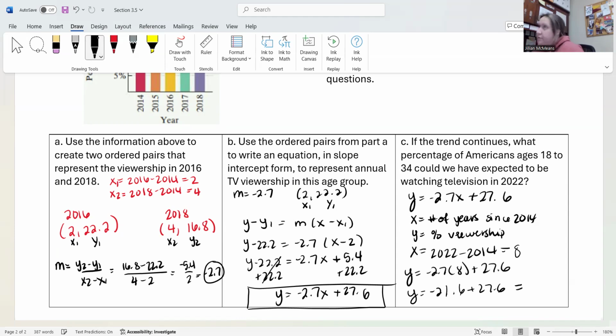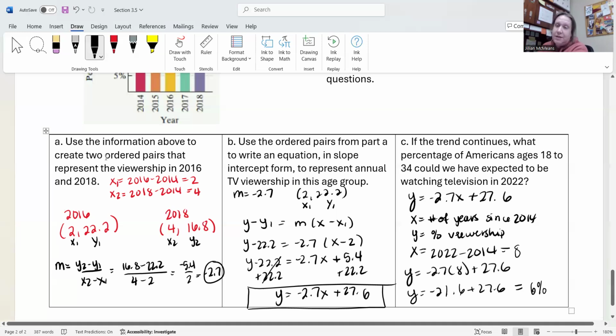So we have to ask ourselves, well, what does that mean? That means 6% of people in that particular age group are still watching TV. Now, I don't know about you. I think that's baloney. I definitely think more than 6% of the Americans ages 18 to 34 were watching TV back in 2022, but let's just roll with it, okay? So this is just an application involving point slope form of a line. Don't take it too seriously, but that's how you would approach this problem in this class. Again, in different classes, you would do this very differently, all right?